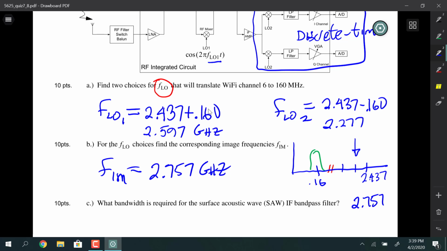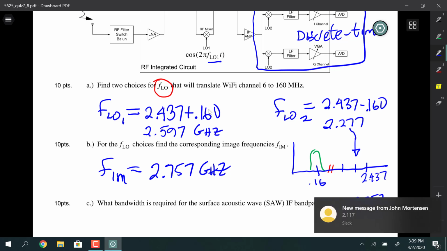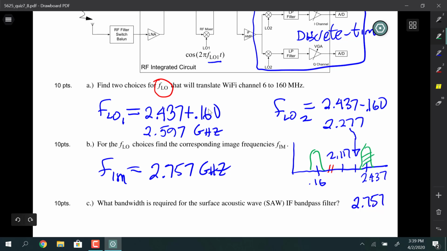So that's this guy right here. And then we're going to go another 160 below that for our image. So 2.117. So if I was to keep the same colors as I had, our signal of interest is right here. Signal not of interest. Our image is sitting right there at 2.117. And that will down convert here to 0.16. So we have two images.